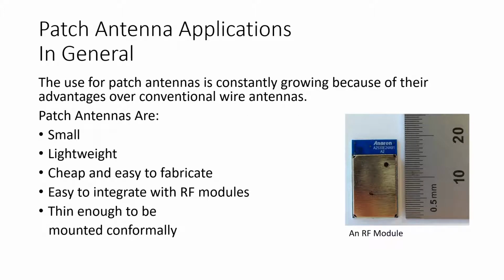First, we will go over some general applications for patch antennas. The applications for microstrip antennas is constantly growing. They are small, lightweight, and cheap and easy to fabricate. They're also easy to integrate with RF modules, such as this one over here, which are used for applications such as small range wireless networks and home automation like remote light switches. These antennas are also thin enough to be mounted conformally to their mounting structures.